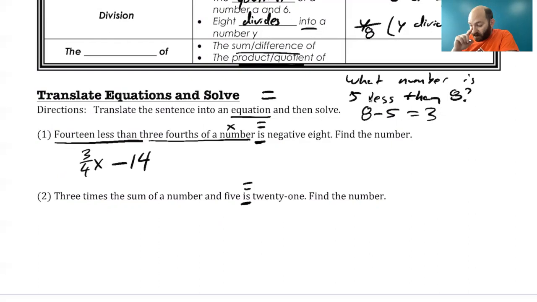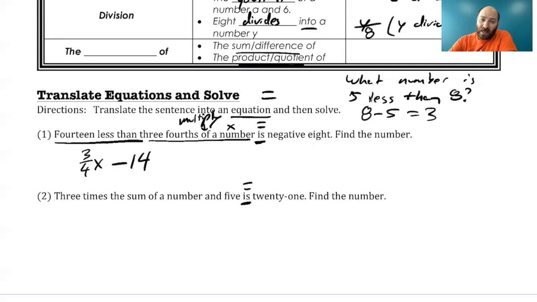Okay, 3/4 x. So we got minus 14. That's 14 less than 3/4 of a number. And I probably should have mentioned that too. "Of a number" is multiplication. Okay.